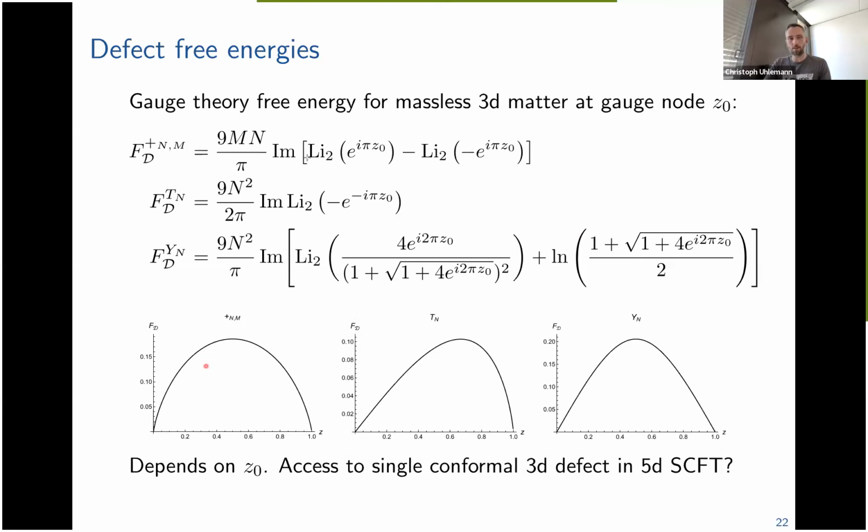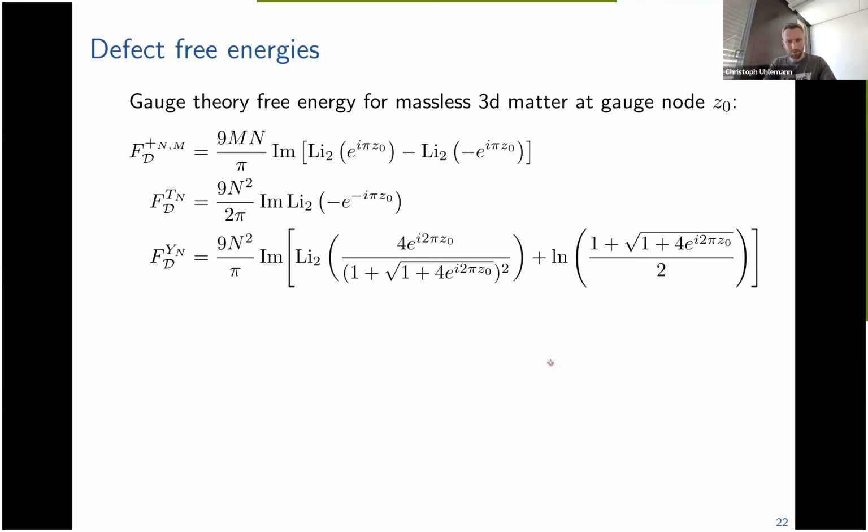So on the bottom line here are just plots of these functions I'm giving you on the top part of the slides, for the plus theory, the Tn theory, and the Yn theory. On the horizontal axis is the gauge node, and on the vertical axis is the free energy. Clearly, this depends on the location of the gauge node.